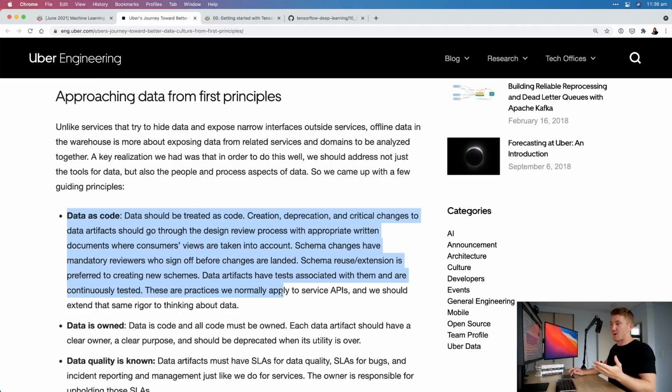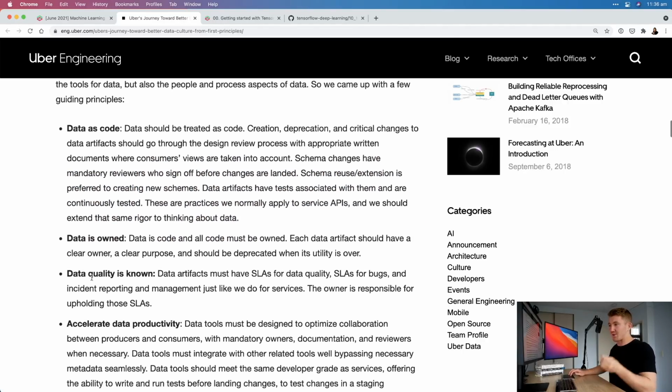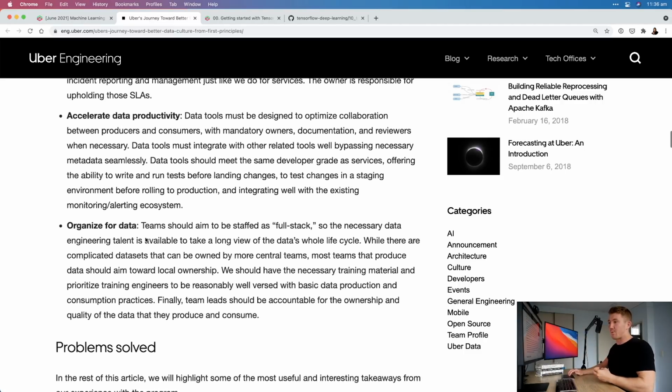So one of the first ones, I like these: data as code, data is owned, data quality is known. So if we go back to data as code, data should be treated as code. How did it get created? How did it get changed? Who owns it? So if you have to go to talk to someone about a certain data set, who's the best person to talk to? These things should be tracked, especially in a large organization like Uber.